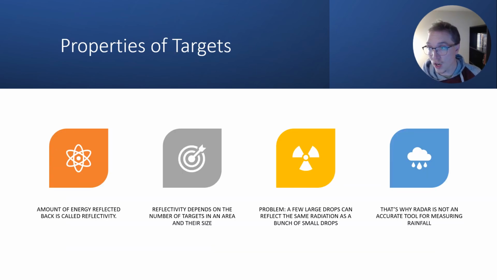Properties of these targets that we're interested in: the amount of energy reflected back is called reflectivity. Reflectivity depends on the number of targets in an area and their size. Some problems with that include that a few large drops can reflect the same radiation as a bunch of smaller drops. That's why radar is not an accurate tool for measuring rainfall, but really just for identifying where it is.